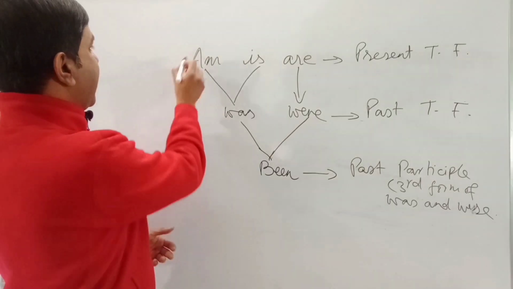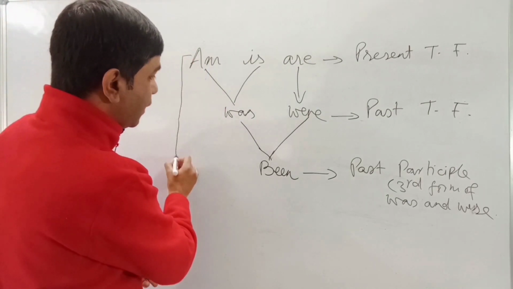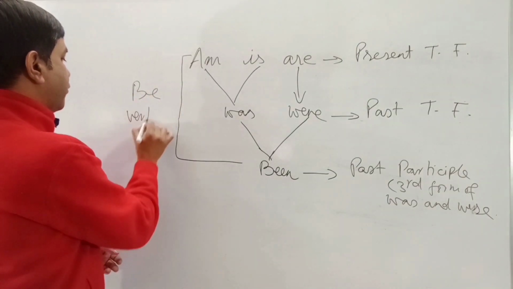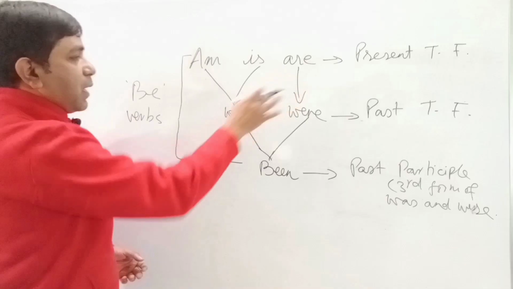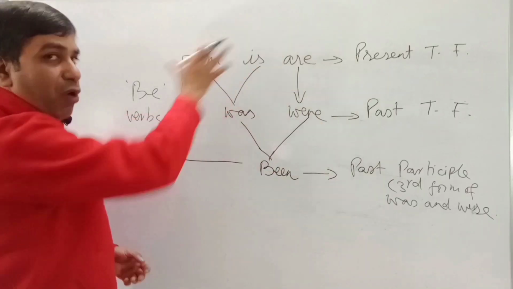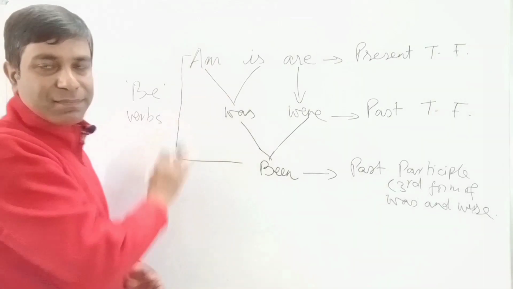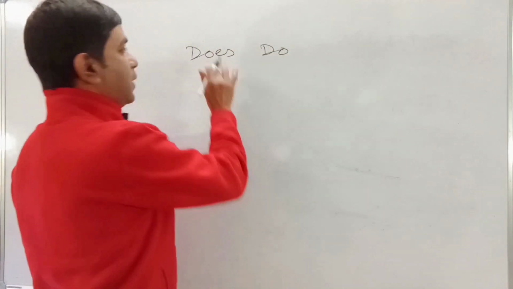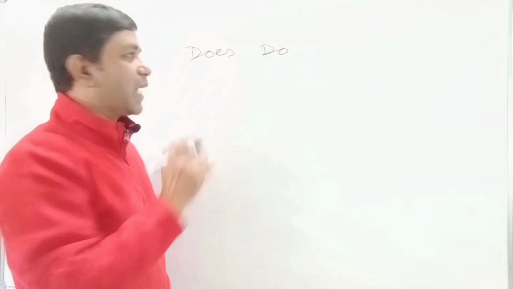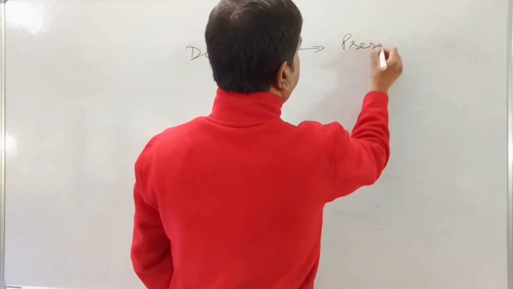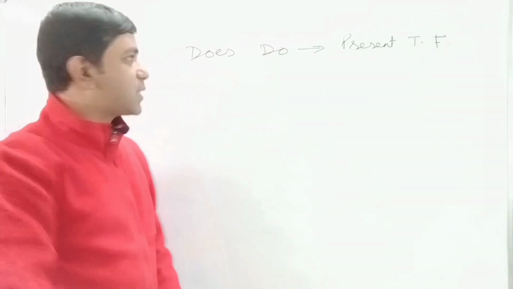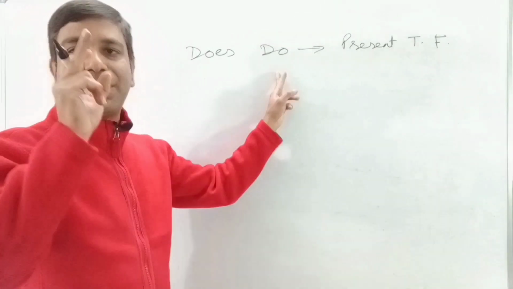And all together, am, is, are, was, were, been, all together they are called be verbs. Similarly, there are other auxiliary verbs like does and do. Does and do are the auxiliary verbs that belong to the present tense family. Does is used with singular subjects and do is used with plural subjects.